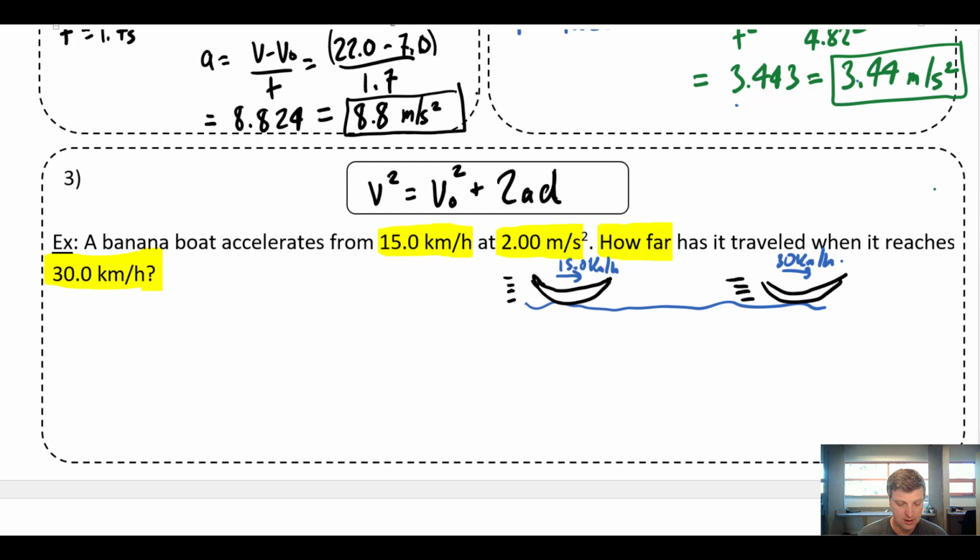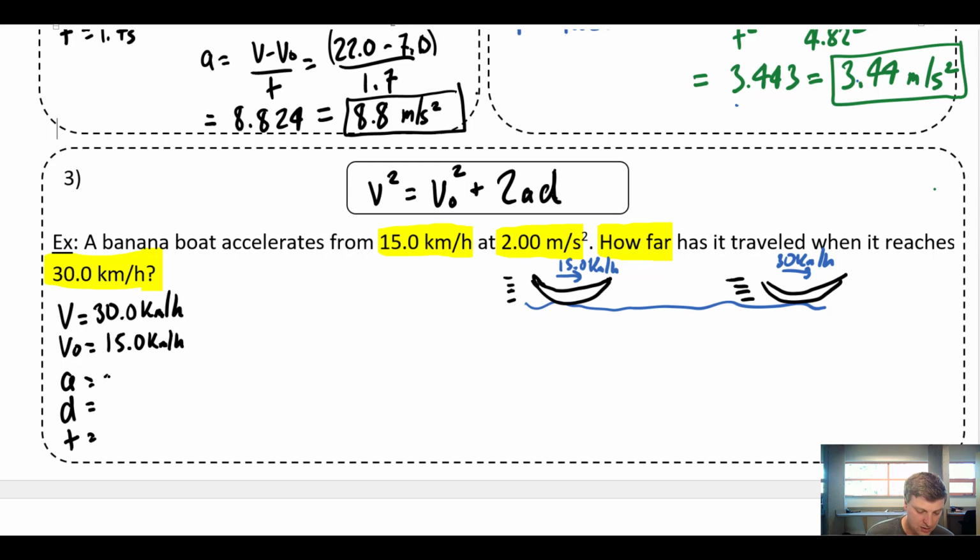Okay. So it's accelerating. I'm going to write out my variables, v, v naught, a, d, t. I'm going to write out what I know. Accelerates from 15 to 30. So the initial velocity is 15 kilometers per hour, and the final velocity is 30 kilometers per hour with an acceleration of 2.00 meters per second squared. Now, that's all good. Oh, I should point out too, the question we're looking for is how far. So what we want to know is the displacement. What was the displacement this time?